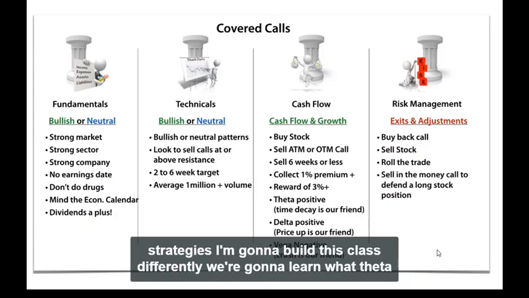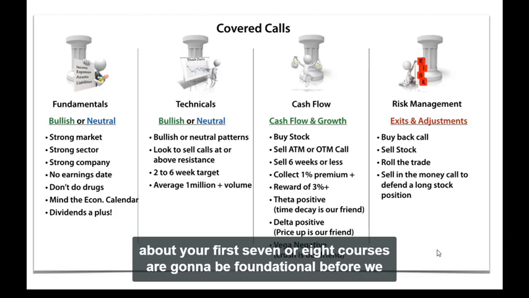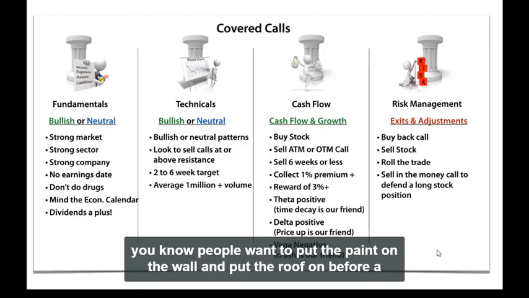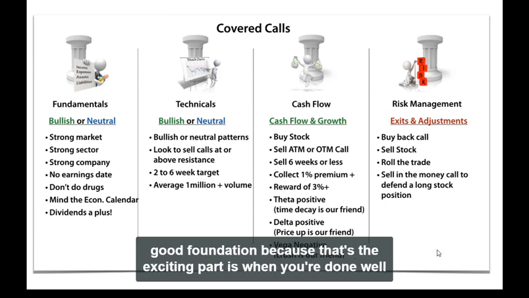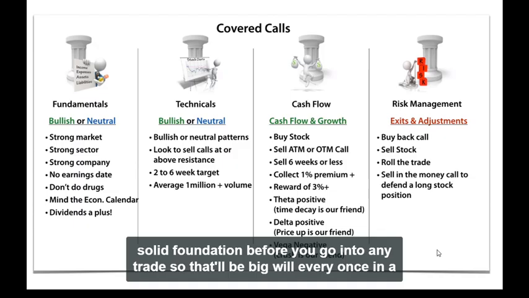We won't get to strategies right away. I'm going to build this class differently. We're going to learn what theta and delta and vega are first. We're going to learn some of these things first. So about your first 7 or 8 courses are going to be foundational before we actually get into a strategy, because it's better to go in with a good foundation. People want to put the paint on the wall and put the roof on before a good foundation, because that's the exciting part, when you're done. Well, we're going to be smarter than that together. And wouldn't you really like a solid foundation before you go into any trade?